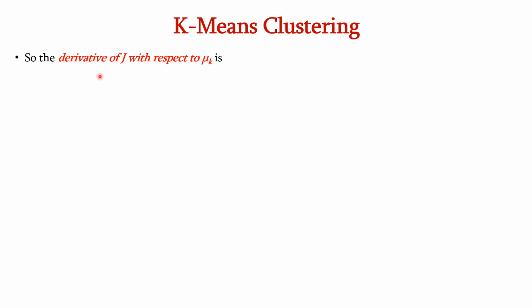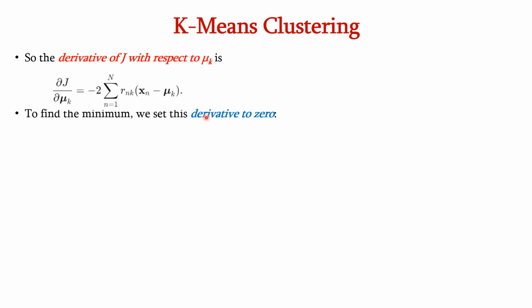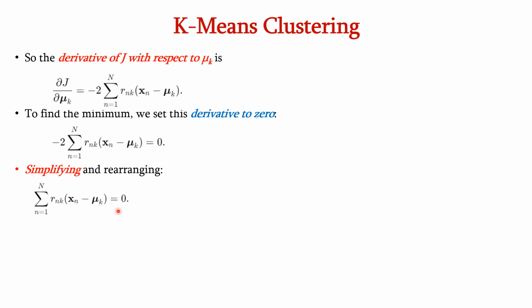So the derivative of the objective function j with respect to the cluster center mu k can be written as dou j by dou mu k is equal to minus 2 into summation of n equal to 1 to N, Rnk into xn minus mu k. To find the minimum, we can set this derivative to 0 as mentioned here. Further, we can simplify this equation by dividing both sides by minus 2. So this can be written as summation of n equal to 1 to N, Rnk into xn minus mu k is equal to 0.